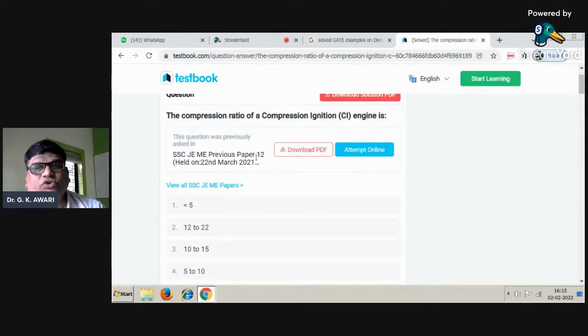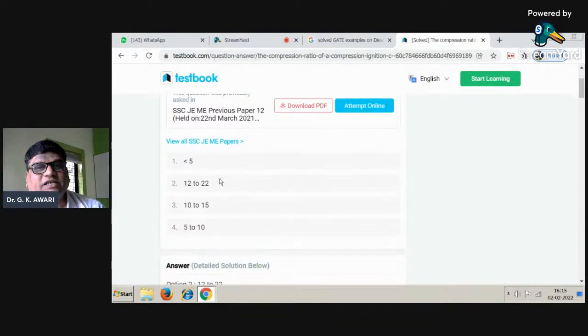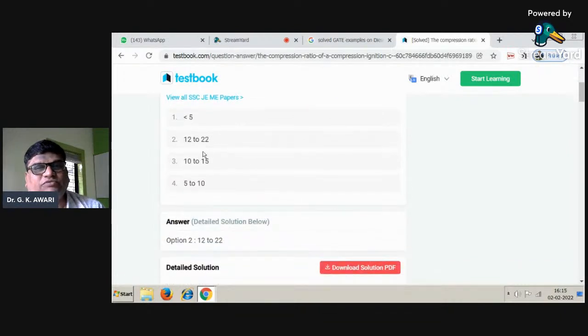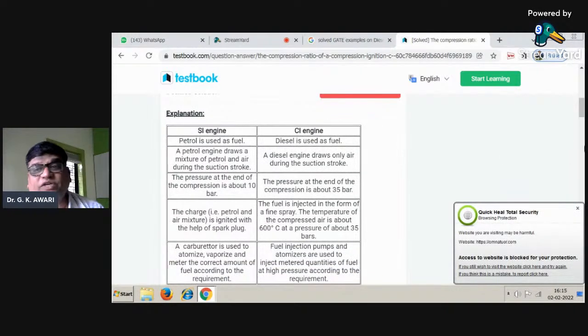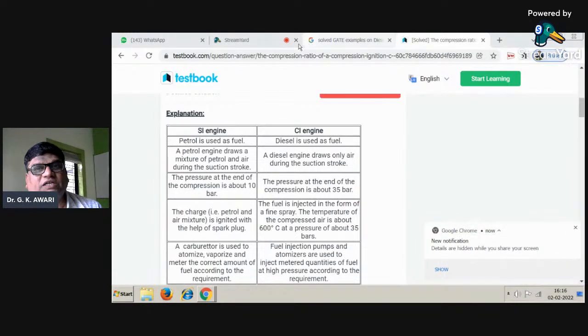The compression ratio of a CI engine is: less than 5, 12 to 20, 10 to 15, or 5 to 10. So it is 12 to 22, because in an SI engine petrol is used as a fuel, and in a diesel engine diesel is used as a fuel. A petrol engine draws a mixture.